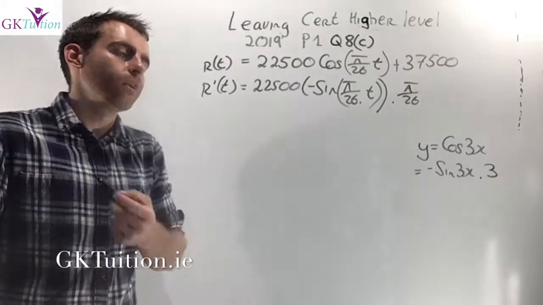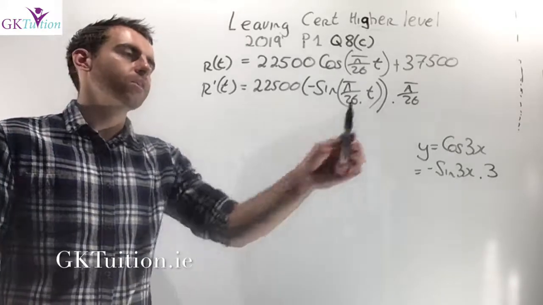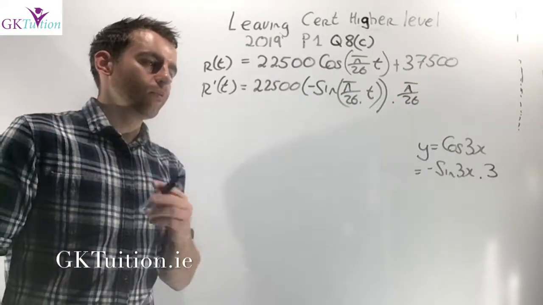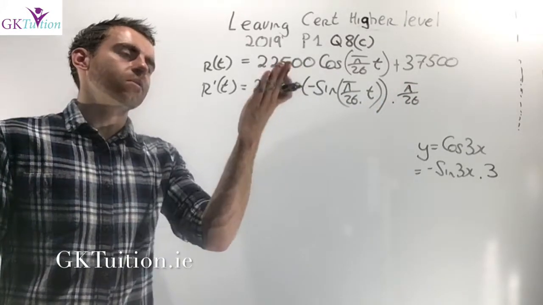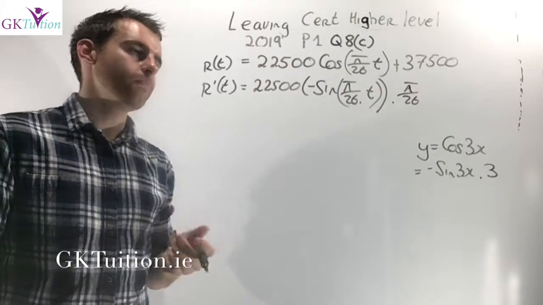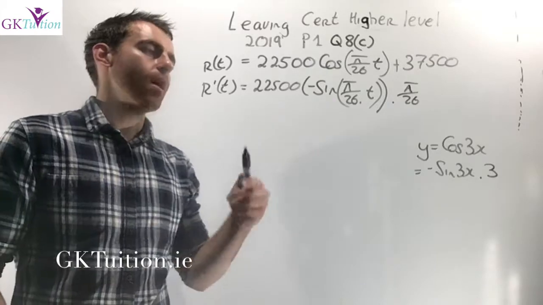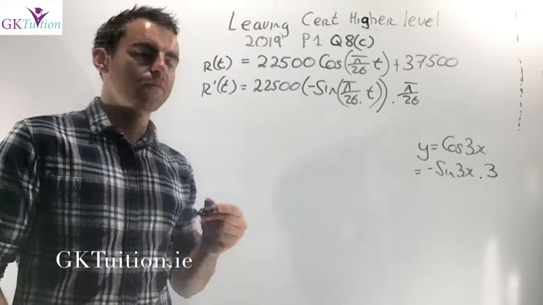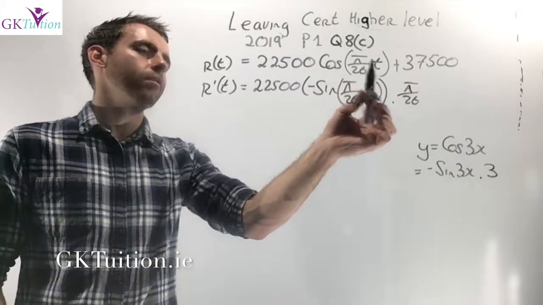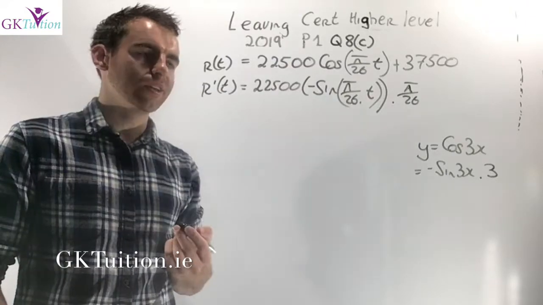I might have done that long-winded, but in other words, 37,500 is just 0. 22,500 stays the exact same. Cos of an angle becomes minus sine of the same angle, and then you multiply by the derivative of the angle. The derivative of pi over 26 times t is just pi over 26.